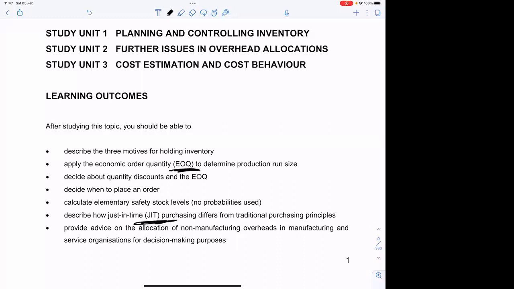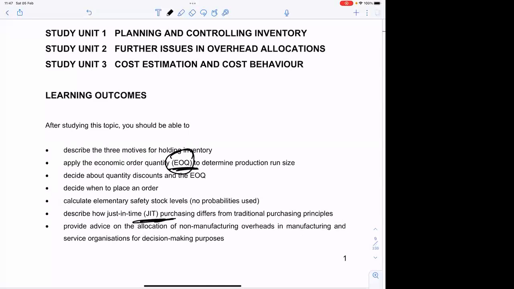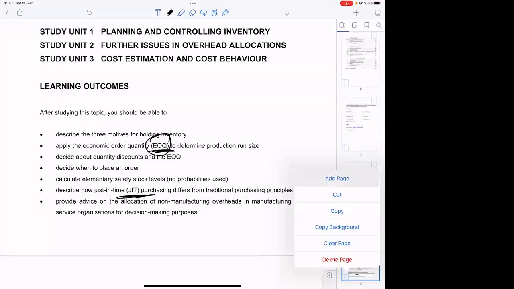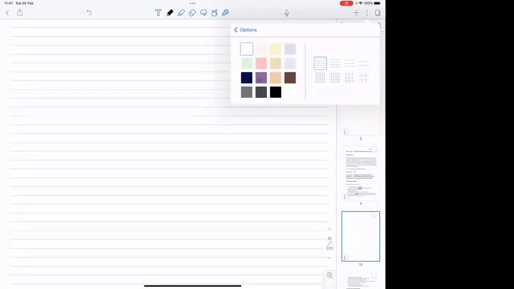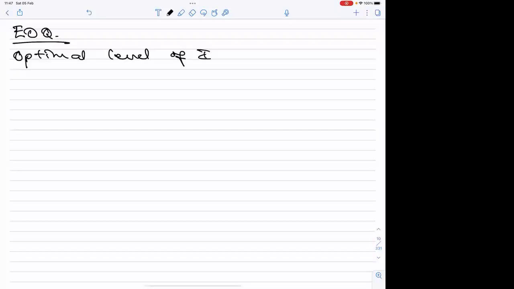Then the second technique, which we are going to discuss, is called the economic order quantity. So when we are looking at the economic order quantity, one thing to take note of with the EOQ, we say this is the optimal level of inventory.